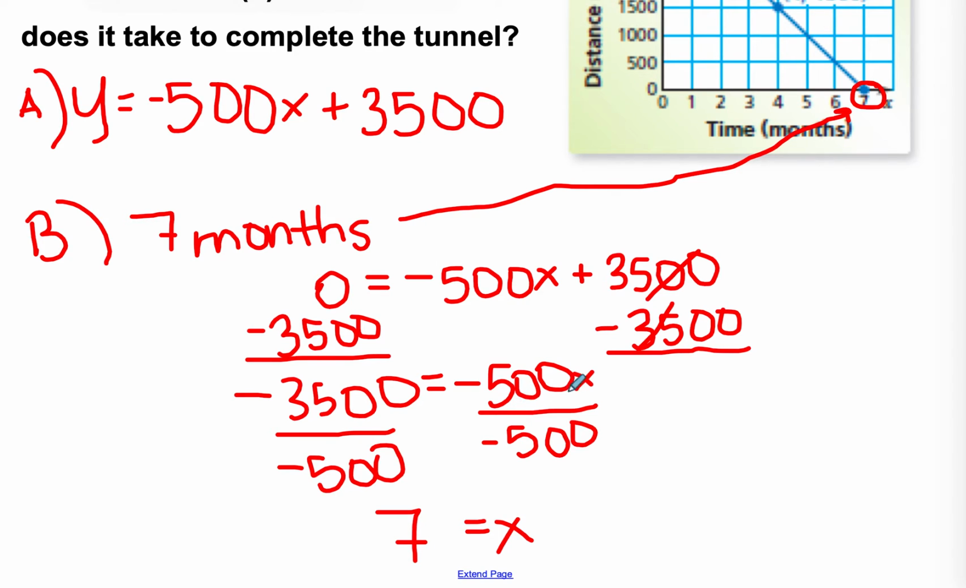And then I divide by the number in front of my variable. For this one, it's negative 500. Negative 3,500 divided by negative 500 gives me 7, which is the same answer that I got from my graph. So if I have a graph, I can just look where, when y is 0, where's our x. If I don't have a graph, then I can put 0 in for y and solve my equation to find out what the x value would be. It's really my x-intercept, where the line is hitting the x-axis.